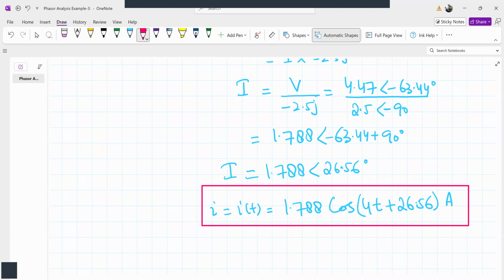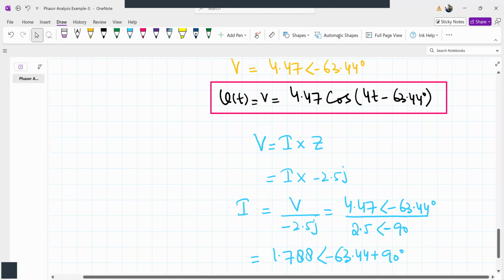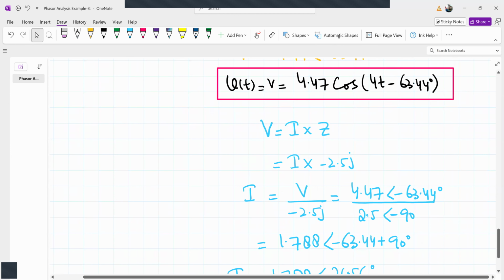Okay. Now see how easy the calculations become once we convert the circuit into the phasor domain. It is mere manipulation of these complex numbers. So if you know how to do the algebra on these complex numbers, computation becomes very easy. Okay. All right. Let's end this session here.